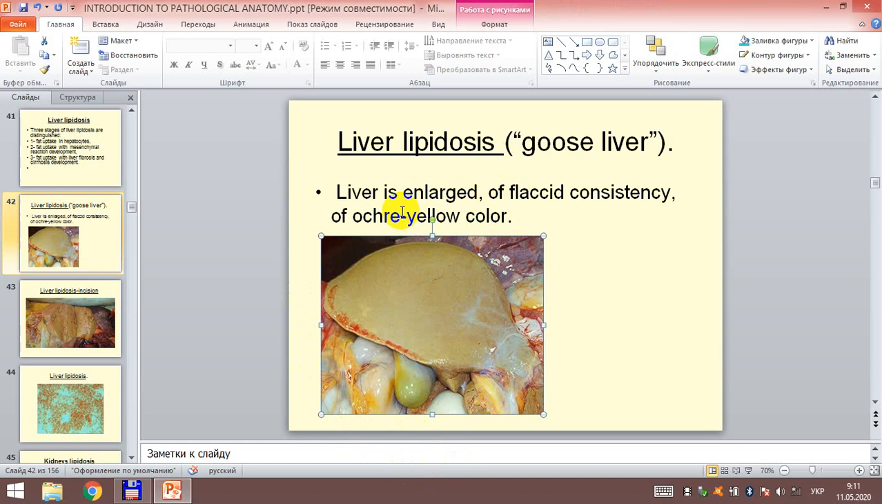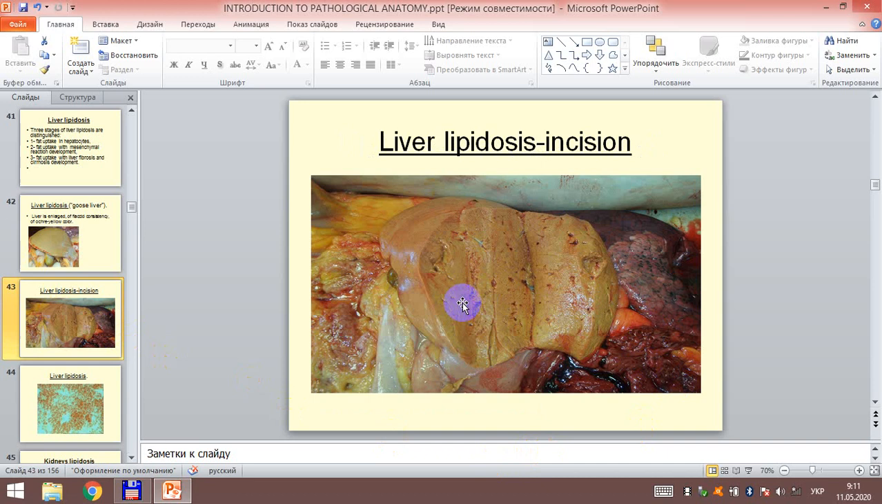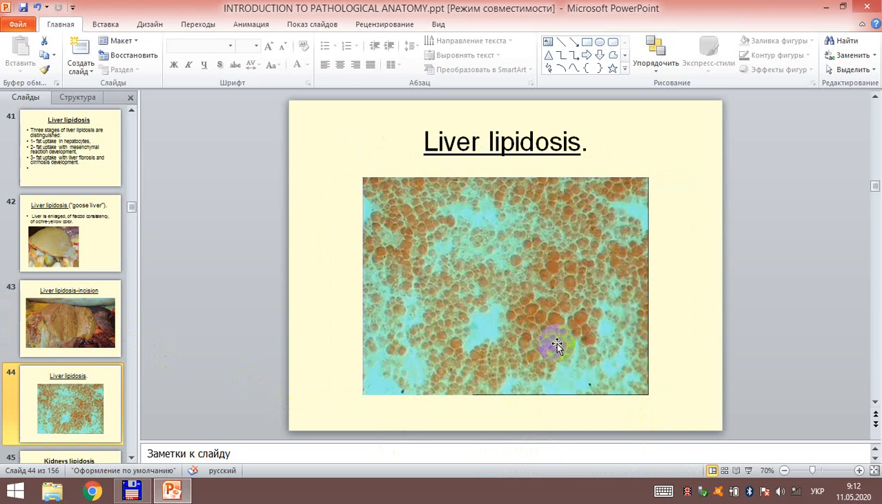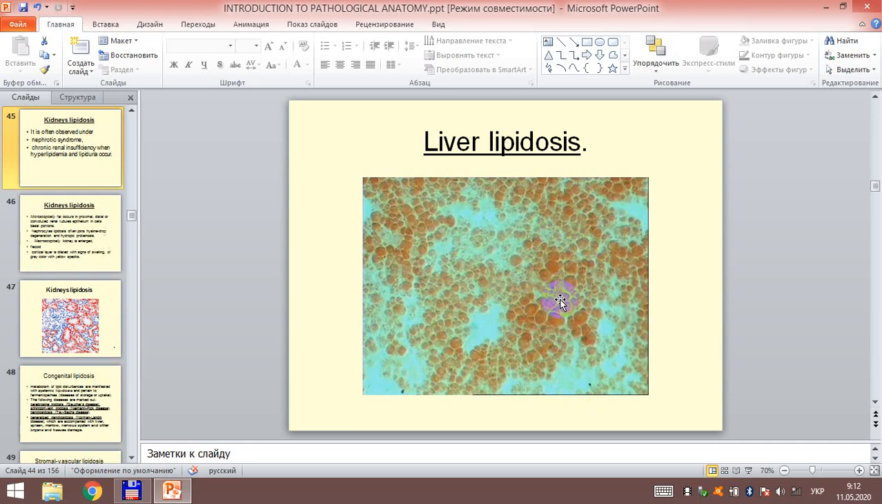This continues macroscopic signs of liver lipidosis on the cut of the liver. You can see accumulation of fat in the parenchyma, and the liver has a yellow color. This is microscopic signs of liver lipidosis. You can see in the cytoplasm of hepatocytes accumulation of fat stained in yellow color, this is a specific stain of the micropreparate.